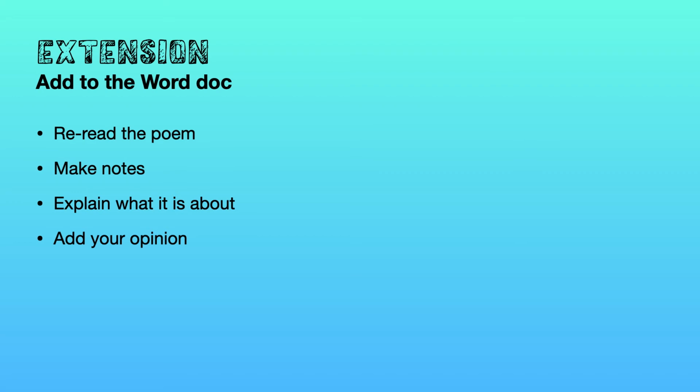Finally, we have our extension task. So you don't have to do this, but if you would like to, you have to reread the poem and make notes about it. And then at the bottom of your Word document, just add a new section in, explain what the poem is about and add your opinion.